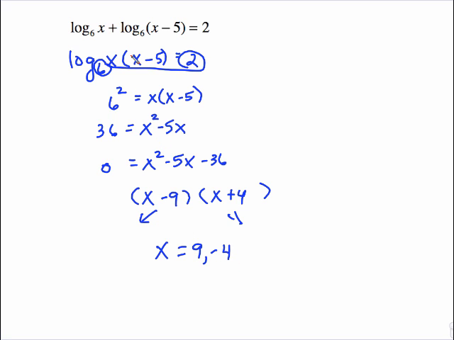Be sure you check. If you put 9 right here and 9 right here, you are taking the log of a positive number, and that's perfectly acceptable. But look at the negative 4. If you put negative 4 in here or in here, you're taking the log of a negative, which we can't have. And that's why negative 4 gets thrown out. Our only solution is x equals 9.